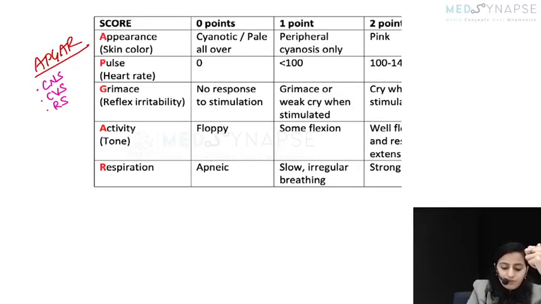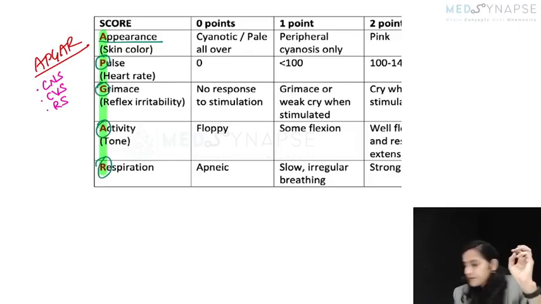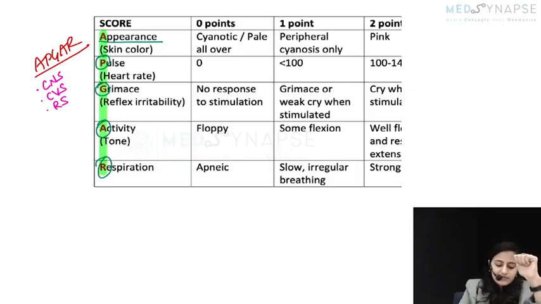Right? So what are the components of the Apgar score? Apgar is the mnemonic. A for appearance. How is the baby looking? Pink or blue? P for pulse, heart rate. G is grimace. A is activity. R is respiration. So you're looking at the CVS, the pulse, cyanosis, and so on. You're looking at the CNS, the activity, and the respiration. So everything is being tested.